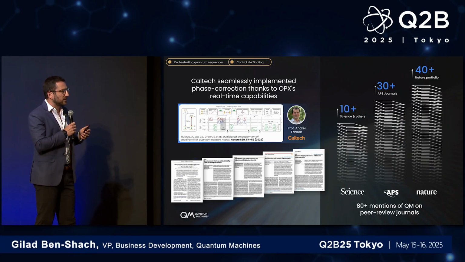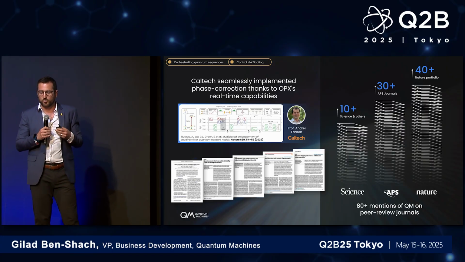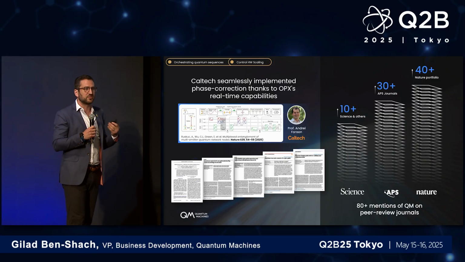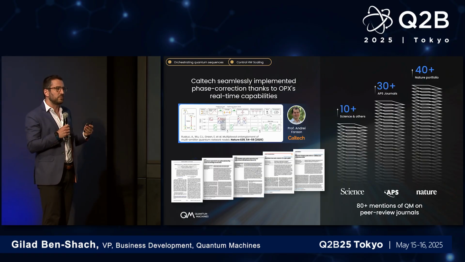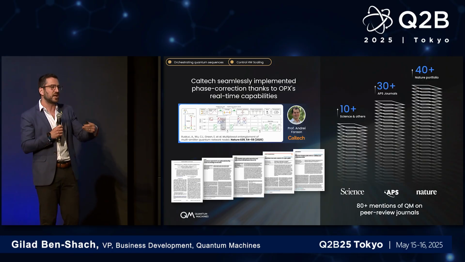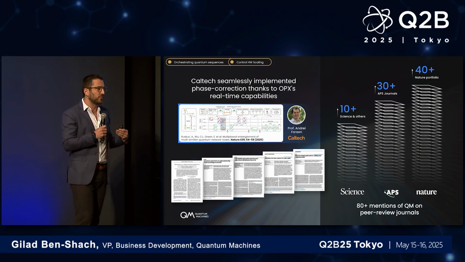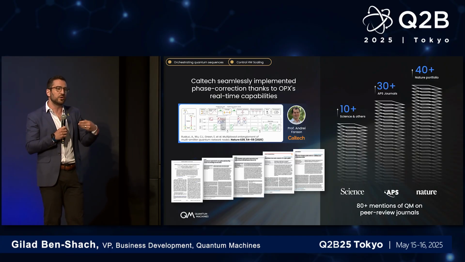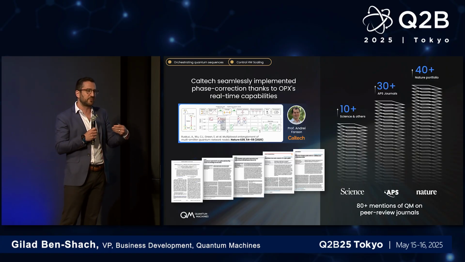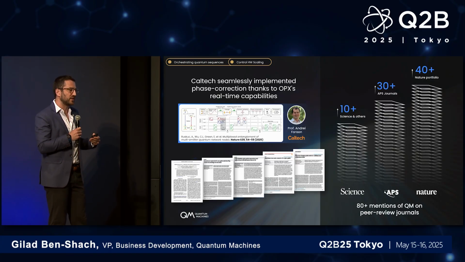One has been by the group at Caltech, which was able to do phase correction thanks to the real-time capabilities of the OPX. So what does real-time mean? Real-time means that you can actually take a response back from the QPU, you receive the message back into the OPX, you process it within the lifetime of your qubit, and then you can perform the next step.